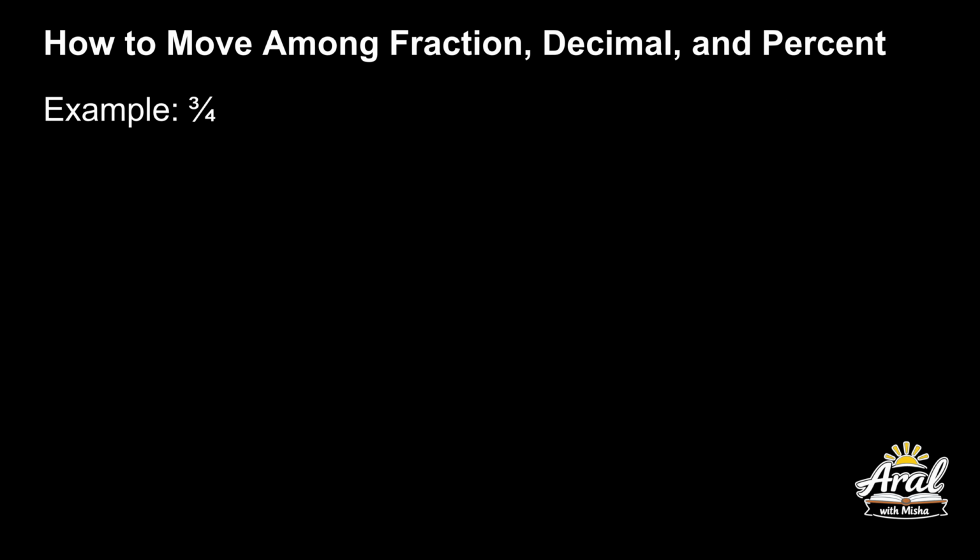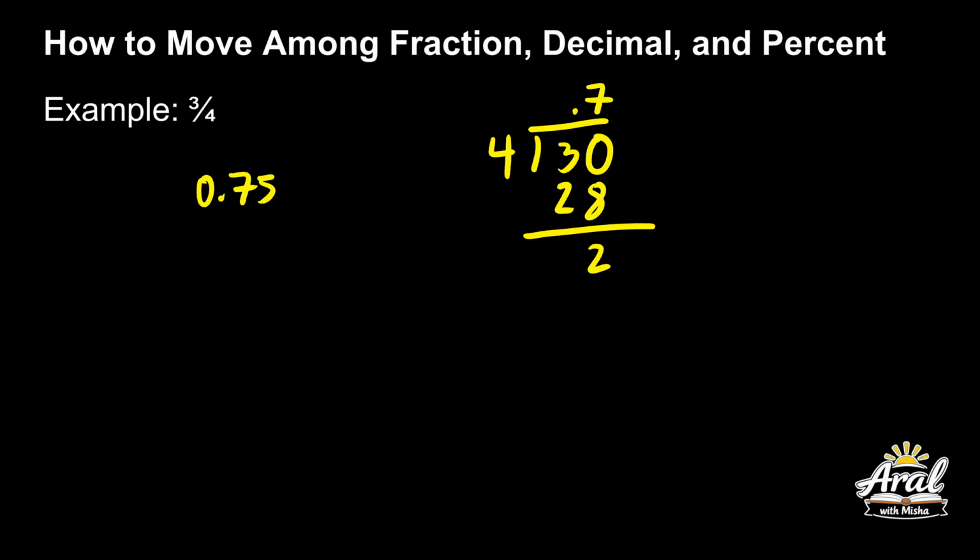So, how to move among fraction, decimal, and percent. So, konting review lang to. Okay. 3/4, paano maging 0.75 yan? 3/4. That's actually, you do long division. 3 divided by 4. So, that point yan. So, that's 7. 28, okay. Then, remainder 2. You add 0. That's 5, okay. So 20, so wala nang remainder. So that's 0.75.